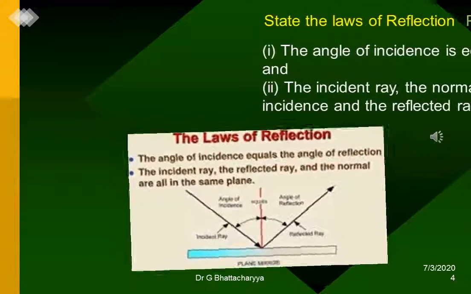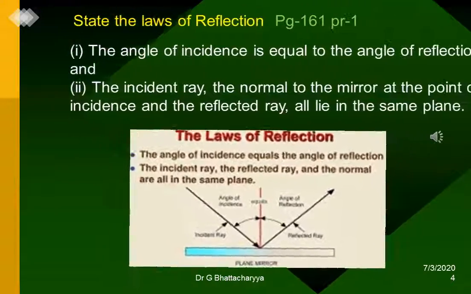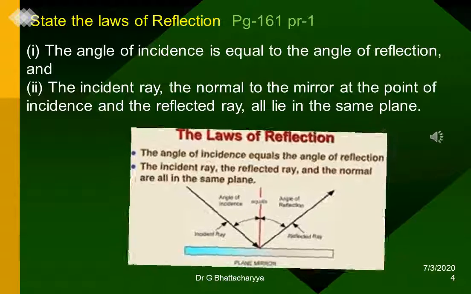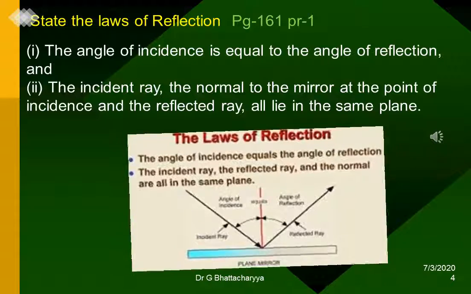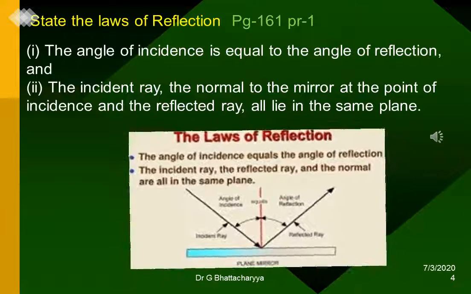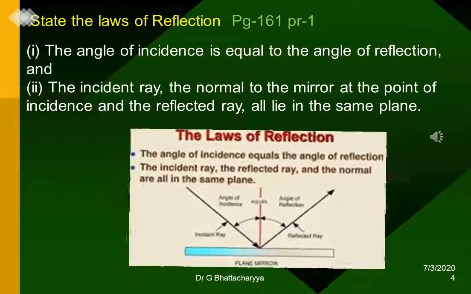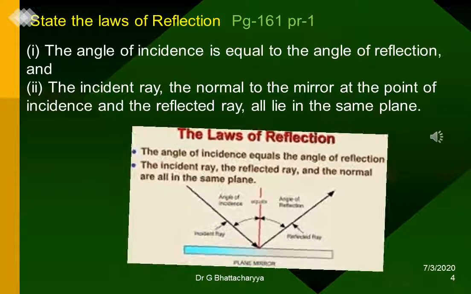State the laws of reflection. The angle of incidence is equal to the angle of reflection. That's number one. And number two is, the incident ray, the normal to the mirror at the point of incidence, and the reflected ray all lie in the same plane.